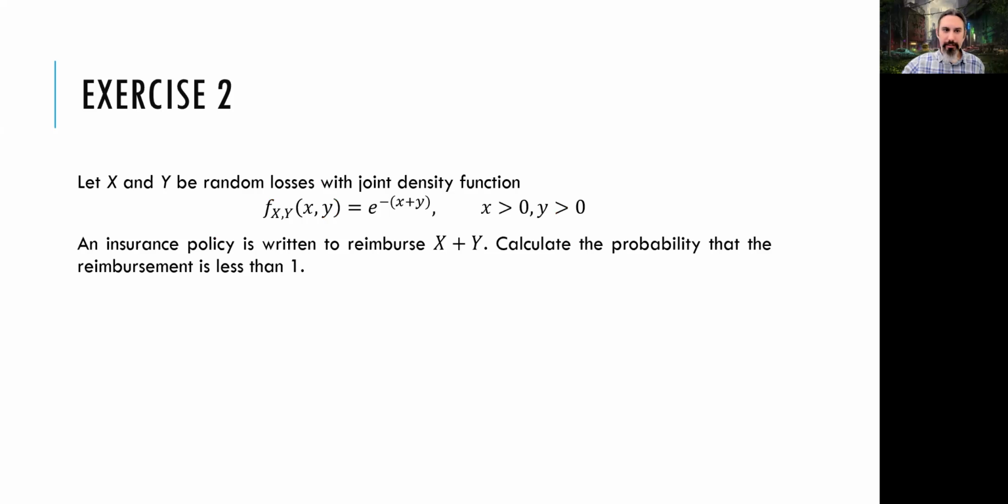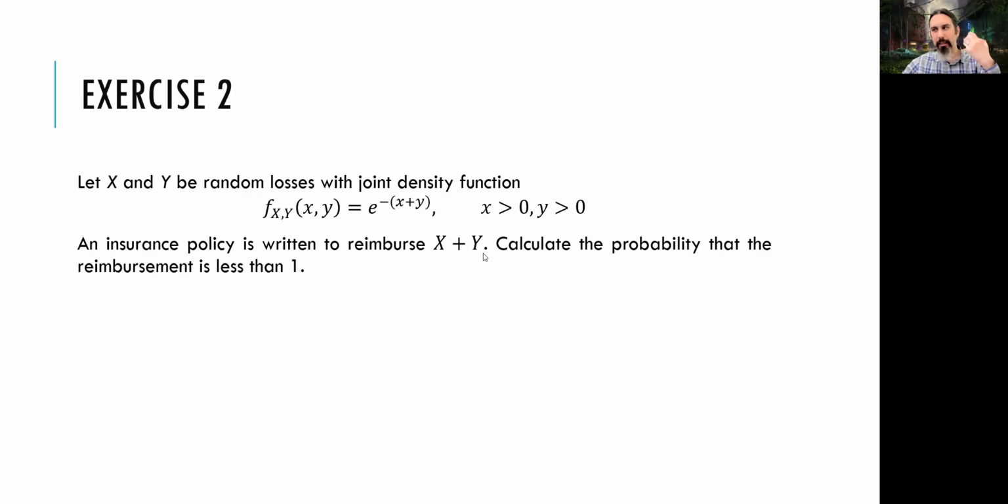Now, the second exercise. Let x and y be random losses with joint density function f(x,y) equals e to the power of minus (x plus y). Now, this is a bit easier. It looks a bit easier. An insurance policy is written to reimburse x plus y.